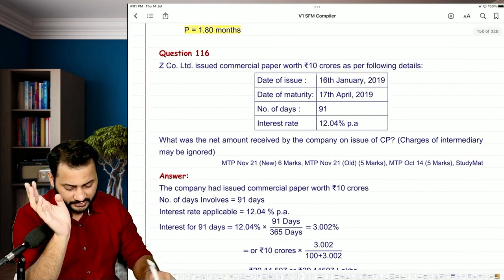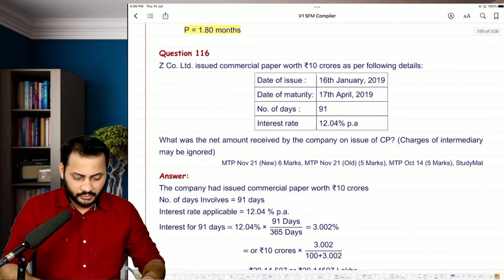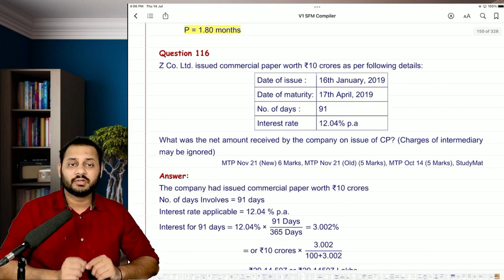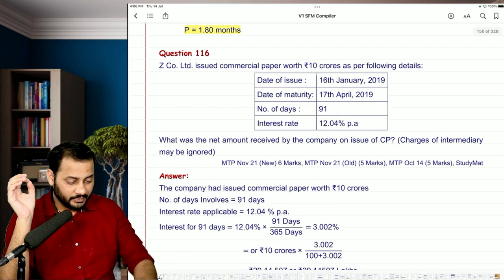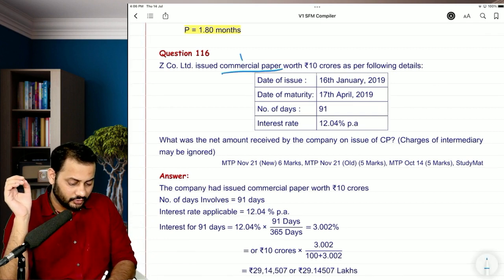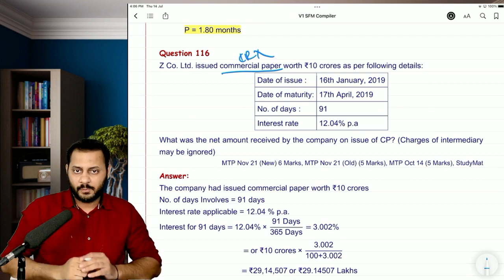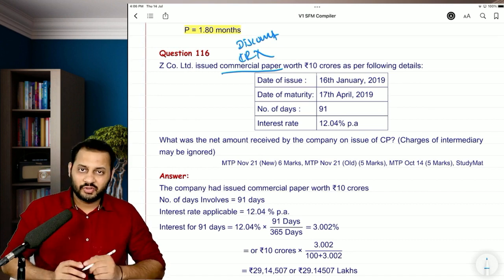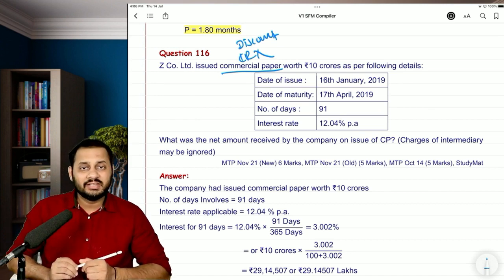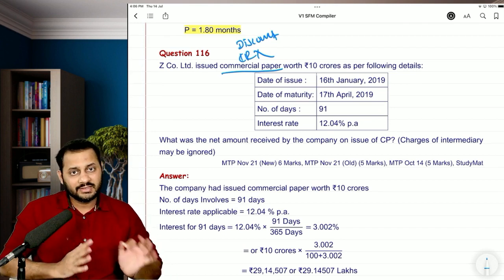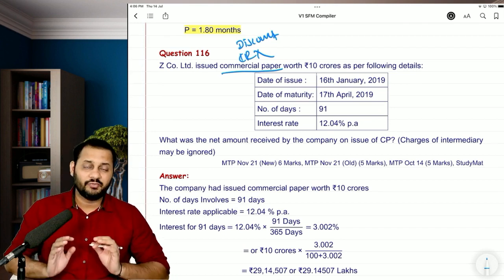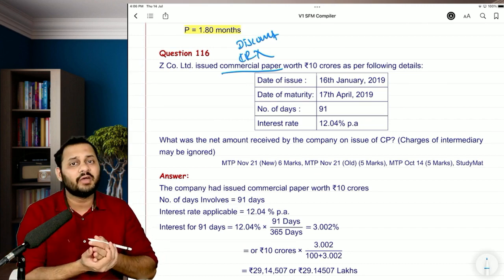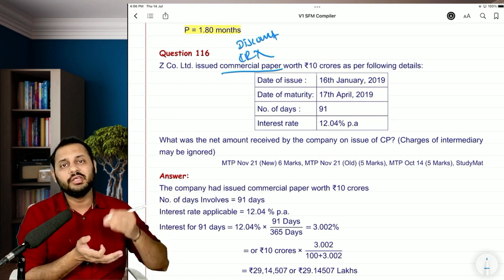I will just shift to 116 now. Have a look. Z Company Limited issued a commercial paper worth 10 crore as per the following detail. Commercial paper doesn't have a coupon rate, and it is issued at a discount, because its face value will be the only thing you receive at maturity. So today, if you are purchasing that commercial paper, you should purchase it at a discount. The difference between the discounted value and the redemption value will be your gain.